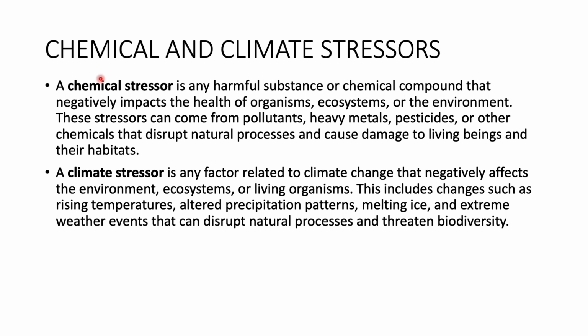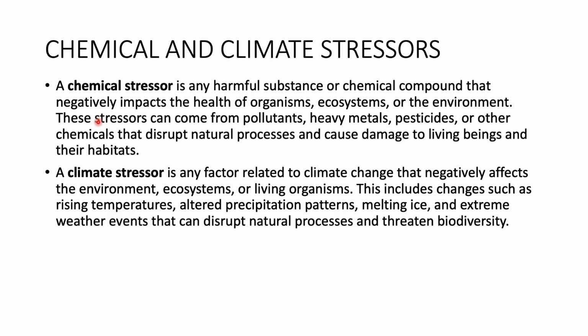Let us move on to the most important title for this module, which is chemical and climate stressors. So what are chemical stressors? These are any harmful substance or chemical compound that negatively impacts the health of organisms, ecosystems or the environment. They are all together called the chemical stressor. That means they should be of chemical origin. These stressors can come in the form of pollutants, heavy metals, pesticides or other chemicals that disrupt natural processes. In the previous module, we saw microplastics, nanoplastics and other things. They also belong to this category and can cause damage to living beings and their habitats.